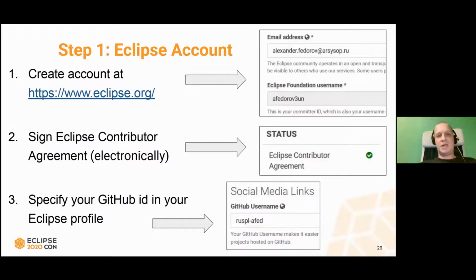First, you need to register an Eclipse account. It's actually the entry point for Eclipse services. You specify your email, and then a username will be suggested for you. It's one of the most important identifiers for all the services. Then you need to sign the Eclipse Contributor Agreement electronically. You don't need to print, sign, and scan anything. You just sign it electronically. And then you need to specify the GitHub identifier in your Eclipse profile, because a lot of repositories are hosted on GitHub, and it's required to control the IP policy and so on.